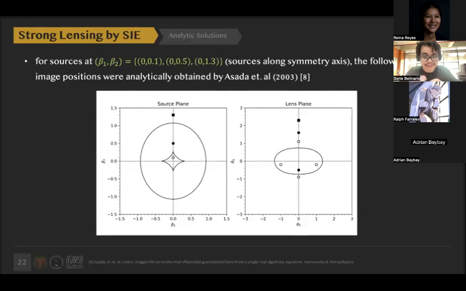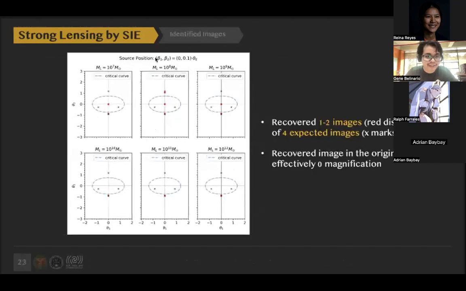So we use lensing GW to numerically find these images and arrive at the following results. First, for the source position (0, 0.1), we were able to recover 1 to 2 images, represented here by the red discs, out of the 4 expected images by Asada et al. Note that we are getting numerical solutions at the origin. However, we can discard them because their magnification is too low, around 0.001, so we can disregard them and consider the remaining images.